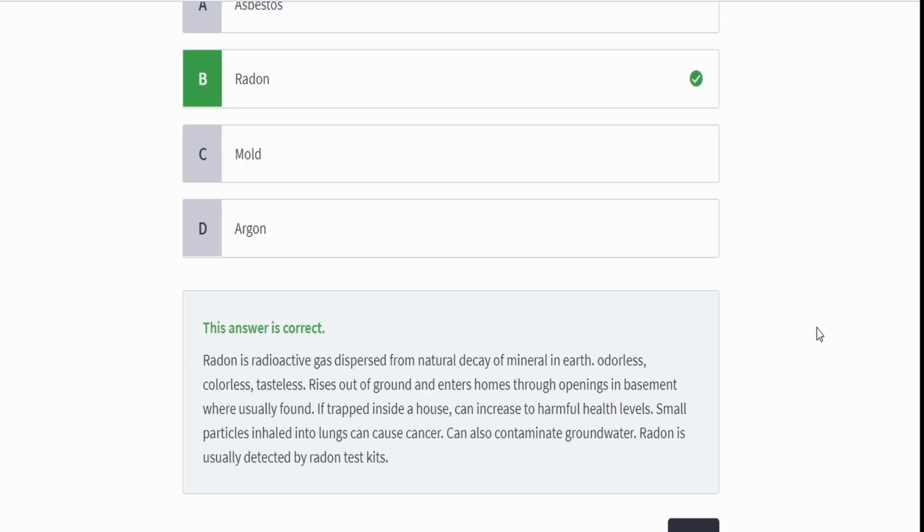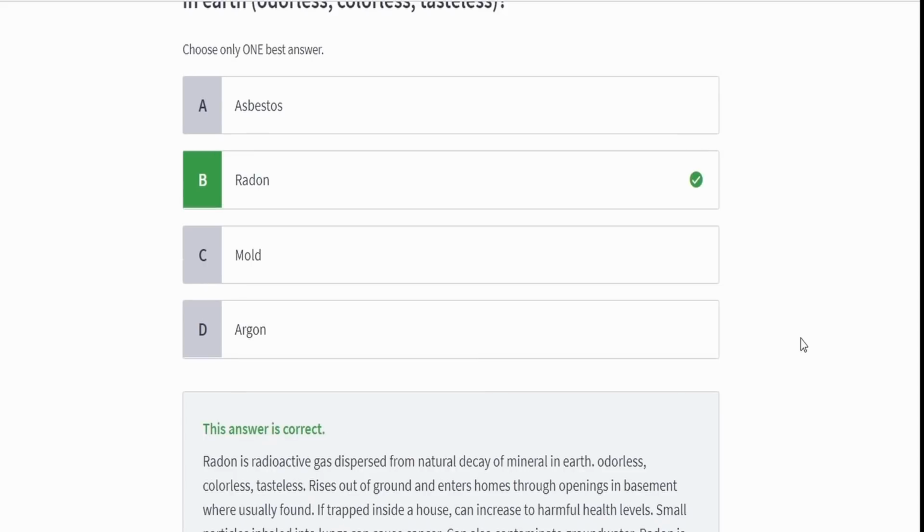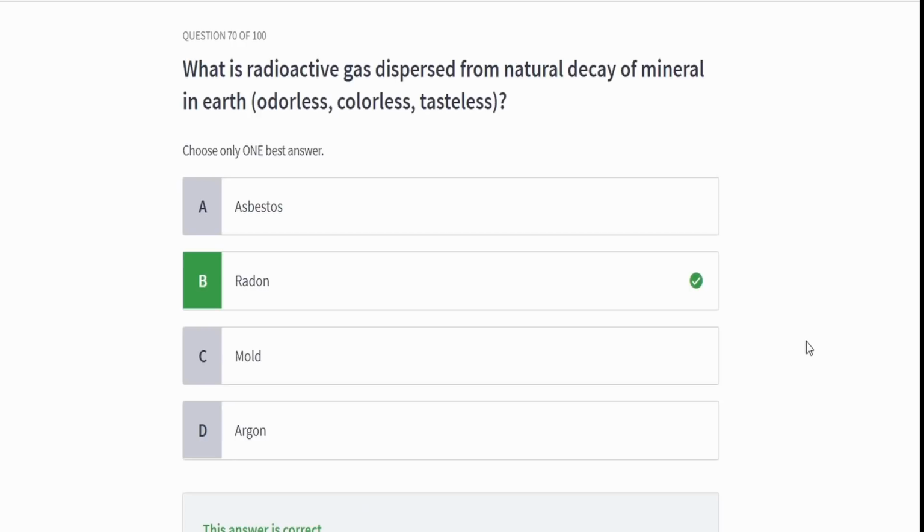Radon is usually detected by radon test kits, which I'm sure you guys are familiar with seeing. They look like little ant traps. You're not supposed to throw those away. So yeah, that is radon.